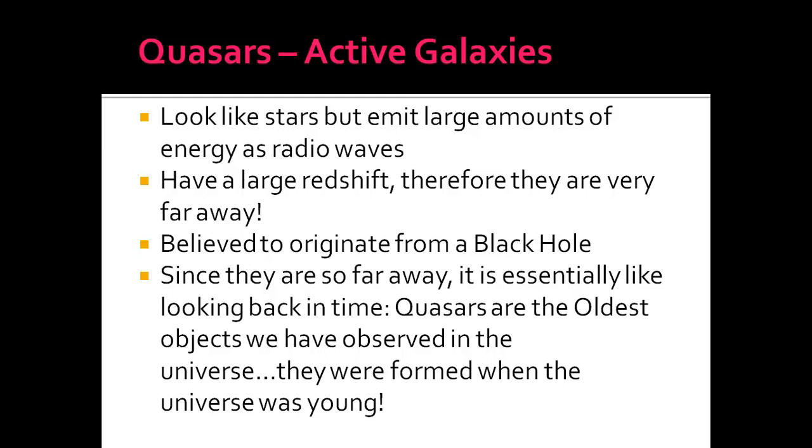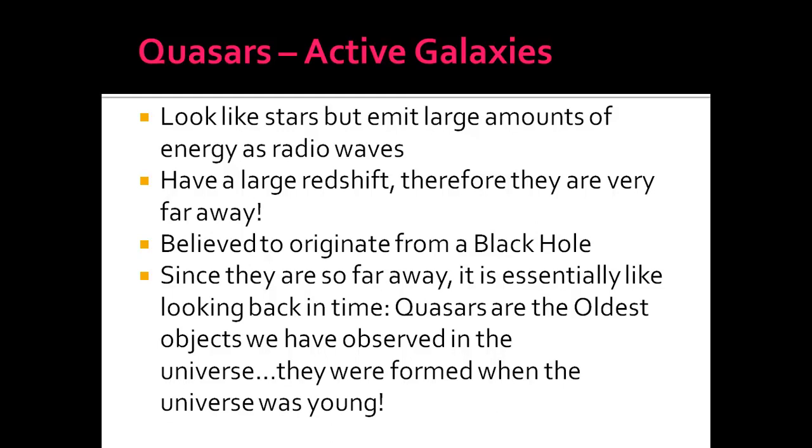Now these quasars, or these active galaxies, have extremely large redshifts, okay, which means that they are very, very, very far away. In fact, quasars are some of the farthest away objects that we have discovered yet. Okay? And these active central regions of galaxies are believed to originate from a black hole at the center of a galaxy. Since they are so far away, when we detect these quasars, it's essentially like looking back in time, because we're seeing light that has taken that long to get to us. So quasars are really the oldest objects we have observed in the universe.